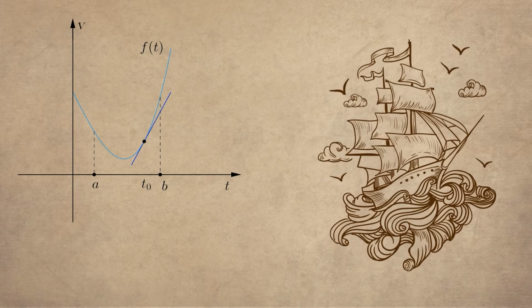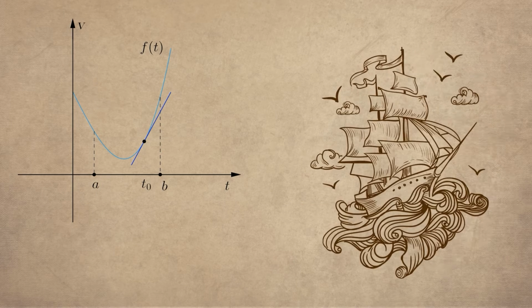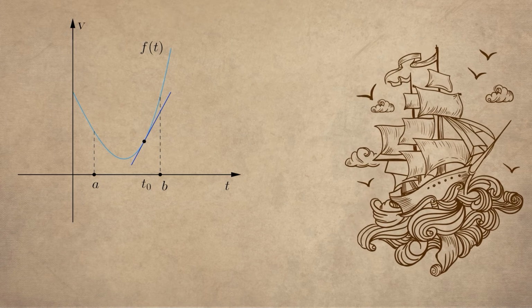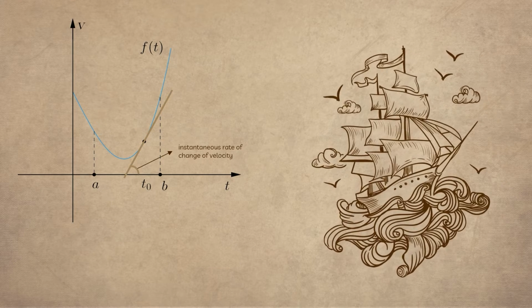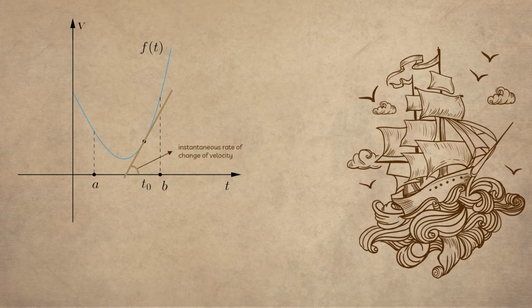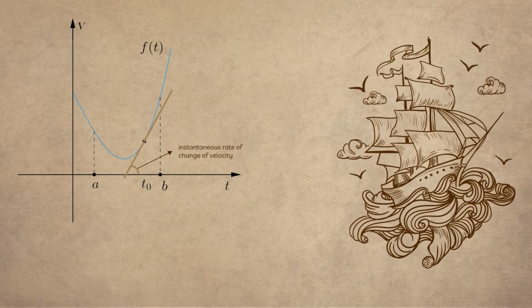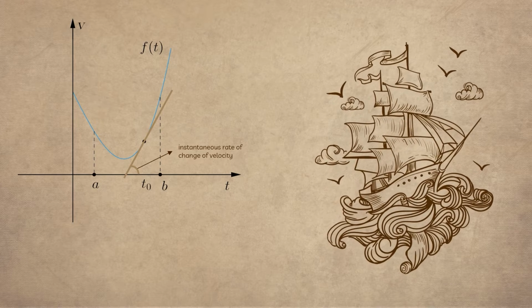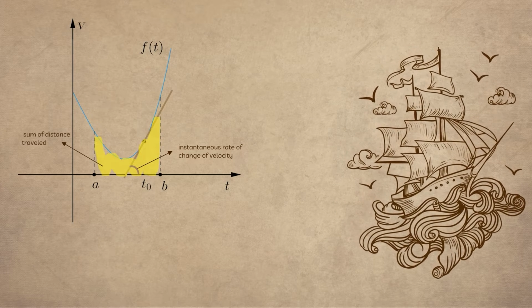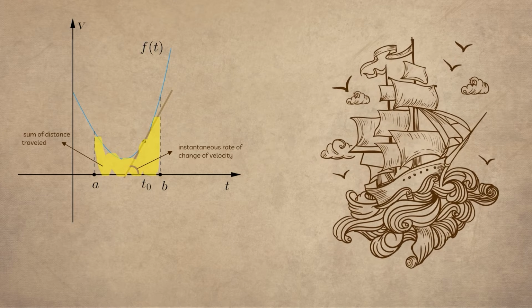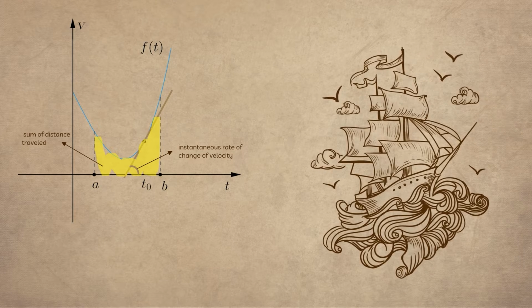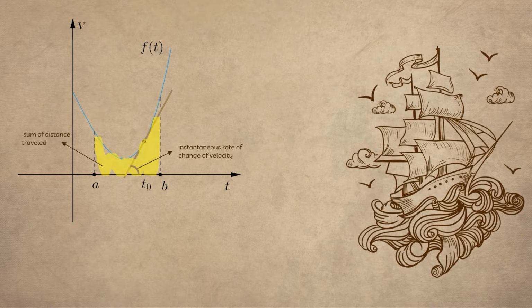Let's say there is a velocity-time function f(t). The slope of f(t) at t equals t0 tells us the instantaneous rate of change of velocity, or the acceleration. This is the differential method. While the integral calculus results in the sum of distance traveled between times a and b by computing the area enclosed by f(t) in the interval a and b.